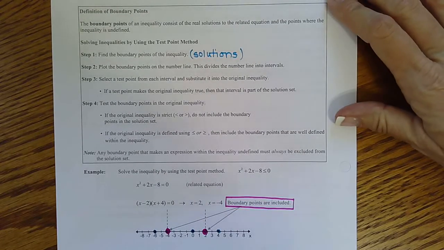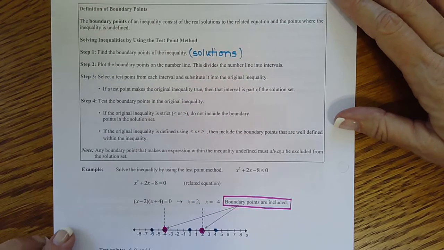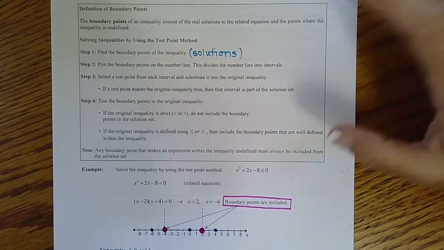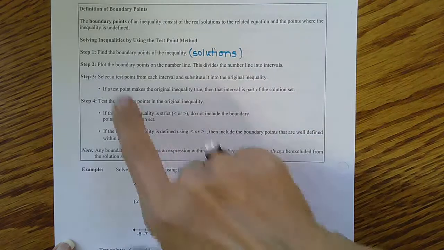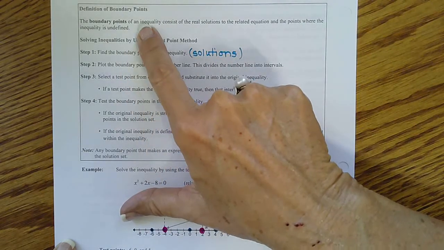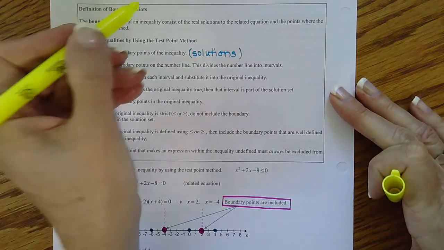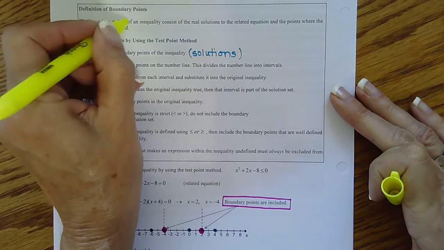Okay, we're on page 12 of the 7-6 notes. I'm going to start over because I started rushing when I saw I was running out of time on the last video. So we're looking for boundary points, and you might want to write this down. Boundary points are the real solutions.